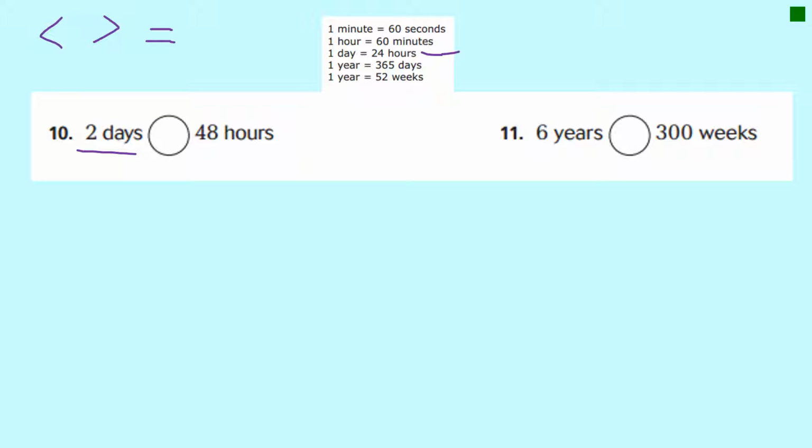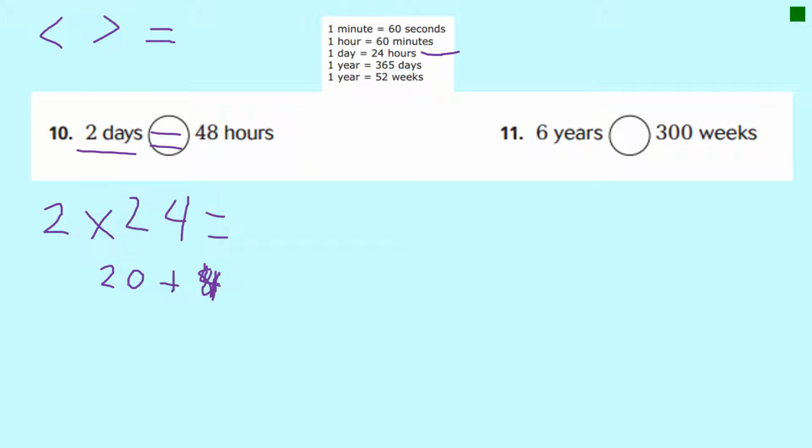right there, right? 1 day equals 24 hours. 2 days of 24 hours. 2 times 24. Oh, another good opportunity for a break apart, right? 2 times 20 is 40. 2 times 4 is 8. What's 40 plus 8? 48. Those are equal.